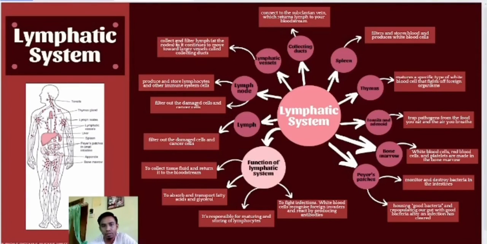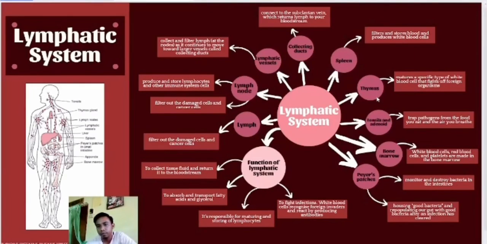Lymphatic vessels are to collect and filter lymph at the nodes as it continues to move towards the largest vessel called collecting ducts. Okay, next one, collecting ducts. Collecting ducts are to connect to the subclavian vein, which returns lymph to your bloodstream. Okay, next one here we have spleen. Spleen is to filter and store blood and produce white blood cell.